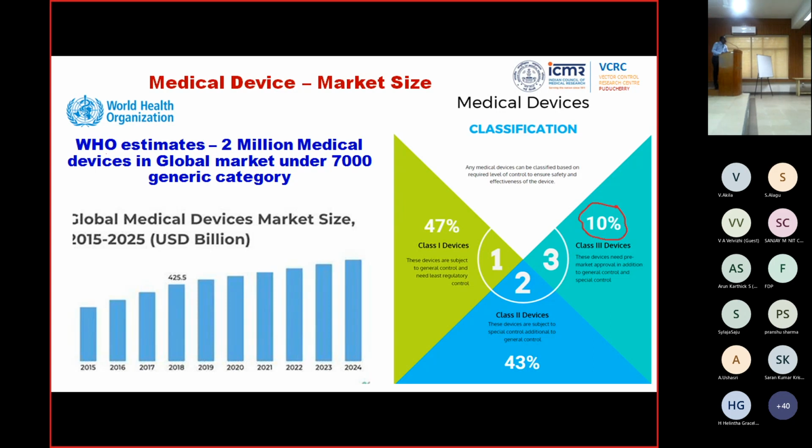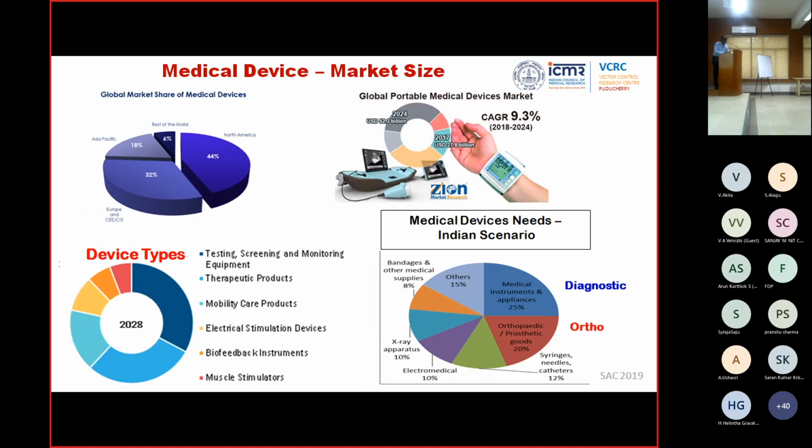One important aspect is that only 10% of the devices come under the class 3 category. The remaining come under class 1 and class 2, and around 50% come under moderate risk, so we have to go through the 510(k) application, and it also has to go through the special controls, as you know. Next slide.